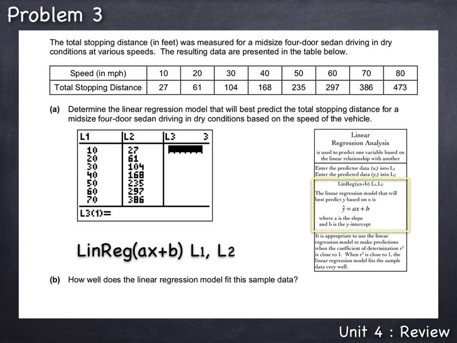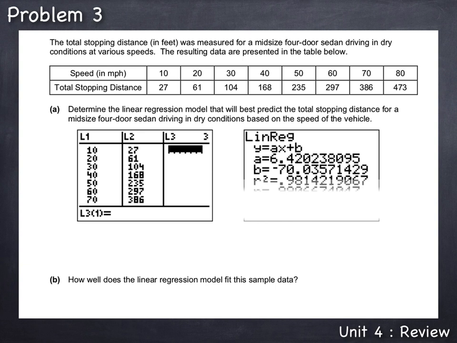In this case, next to our linear regression command, we press second 1 to bring up list 1, the speed of the vehicle, comma, second 2 to bring up list 2, which is our predicted total stopping distance data. Once we have our linear regression command with list 1, comma list 2, we press Enter, and the calculator calculates our results.